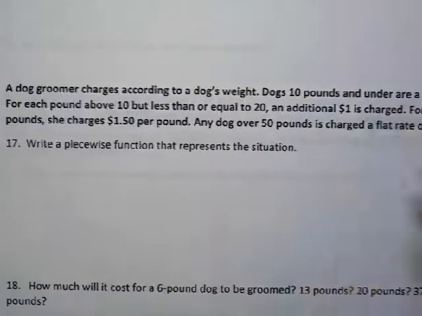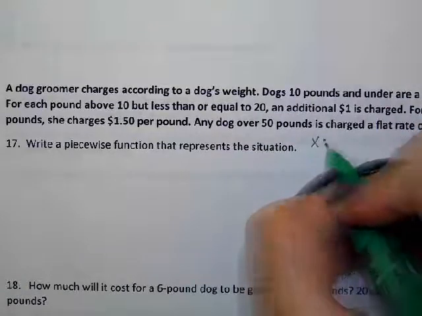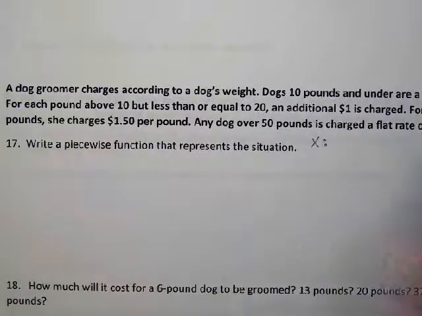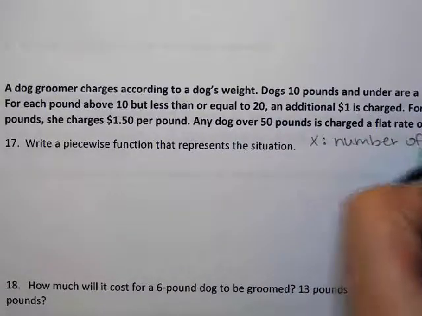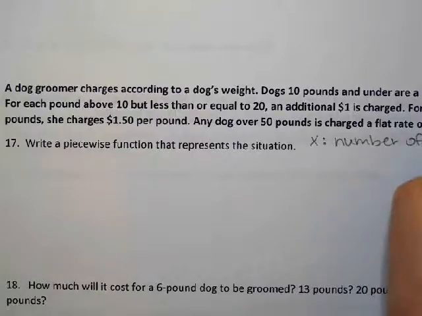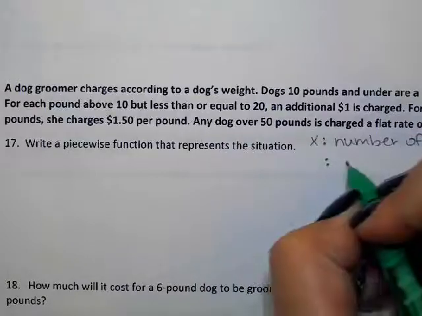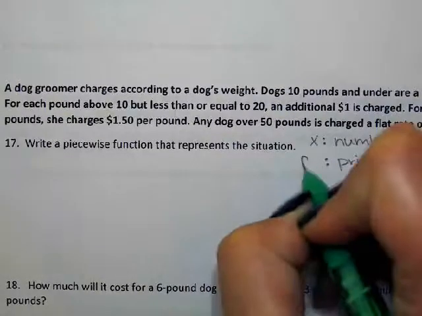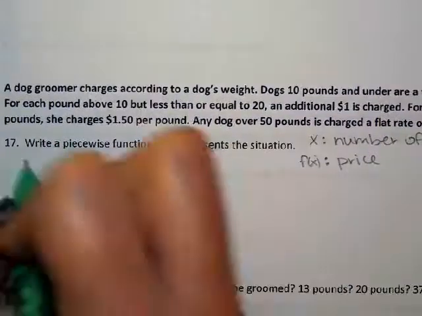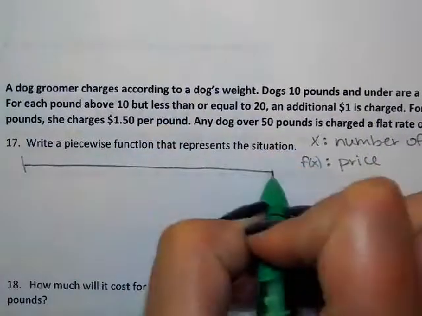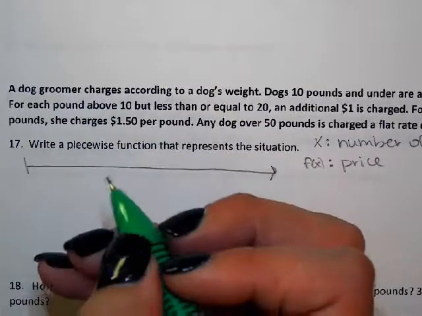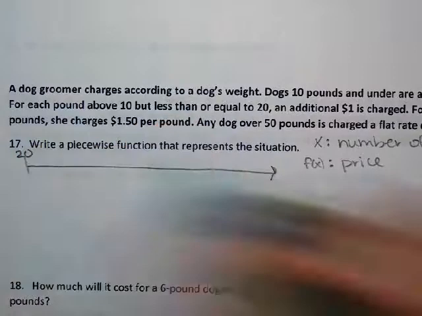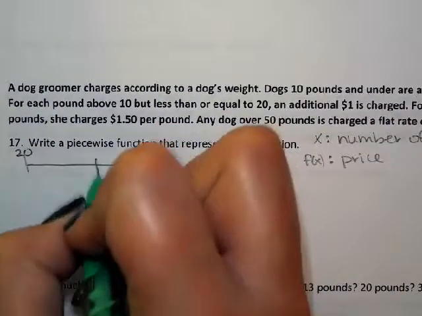Okay, so what is your input? Pounds, the number of pounds. Okay, and then what is your output? The price. And what variable would you guys like to use? F of x. Okay. Let's go ahead and make this little chart here. So is there a flat rate that we start with? What is it? 20. Okay, and for what poundage is that? 10 and under.